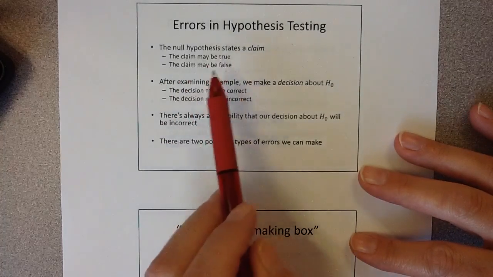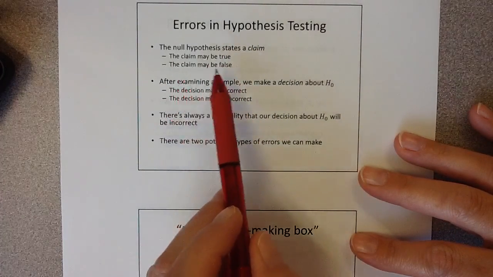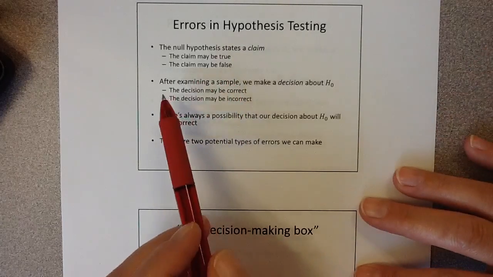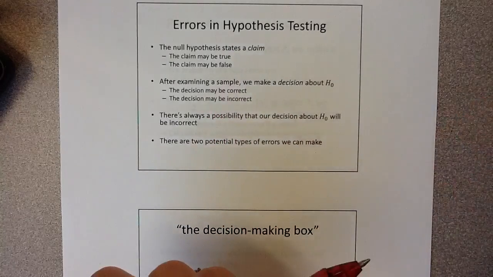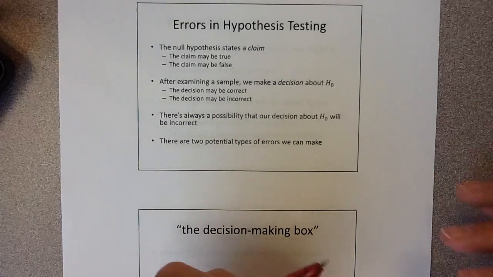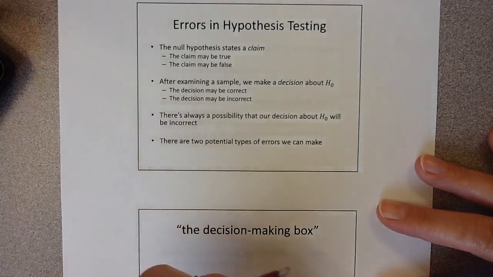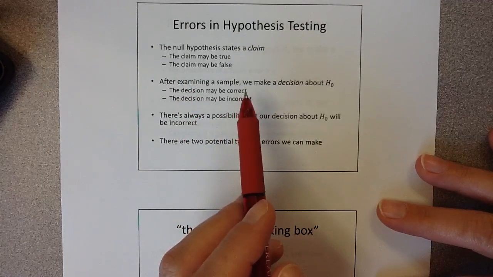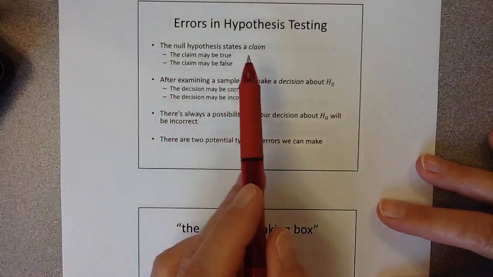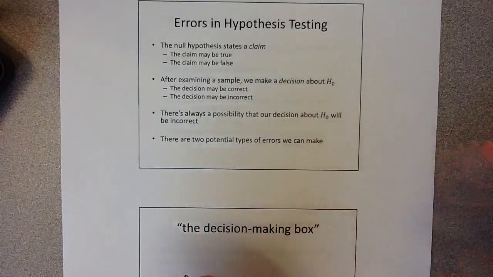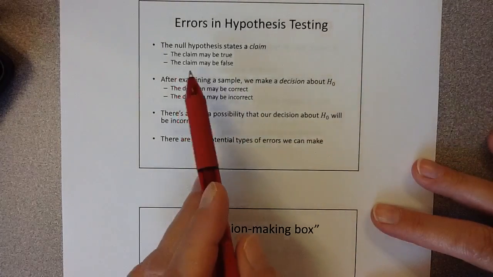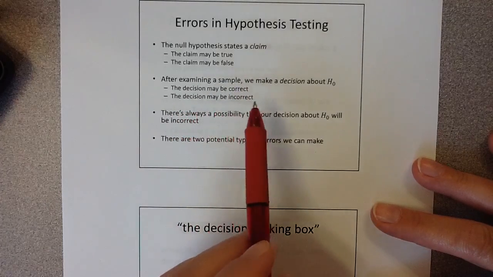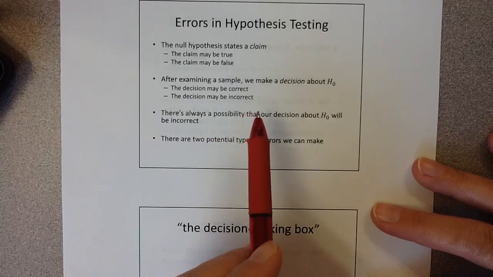Okay, so we have this null hypothesis that's true or false, and we never really know which one it is. If we knew whether it was true or false, we wouldn't conduct a test to start with. After examining a sample, we make some decision about that. So based on a sample, we can decide that we believe the null is true or that we believe the null is not true. So that decision could go one of two ways. We could make the right decision. The null could be true, and we could fail to reject it and make a good decision. Or the null could be false, and we could reject it and make a good decision.